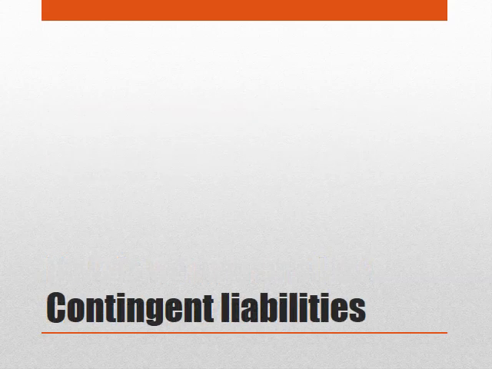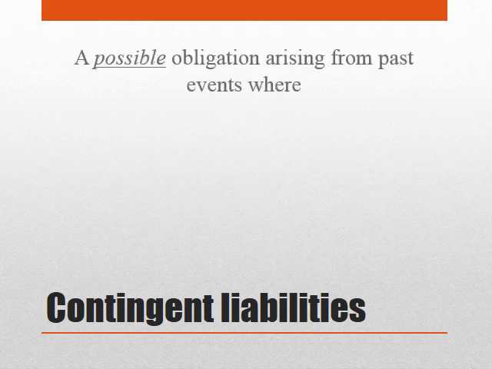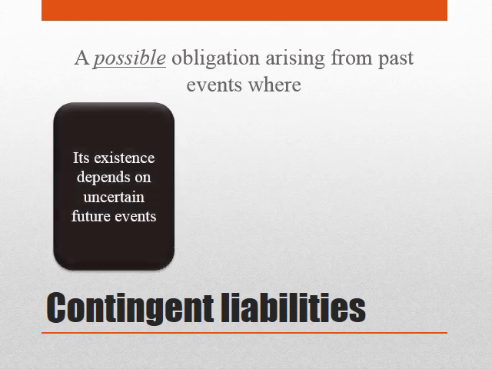Right, we'll now turn our attention to contingent liabilities. Now, a contingent liability is different from a provision in that we're talking about a possible obligation. So we might not be certain that a liability exists in the first place. And this arises again from past events, where first of all its existence depends on uncertain future events.